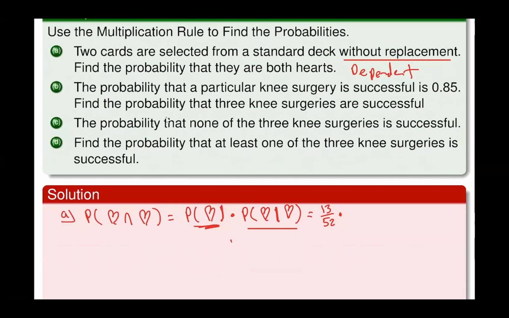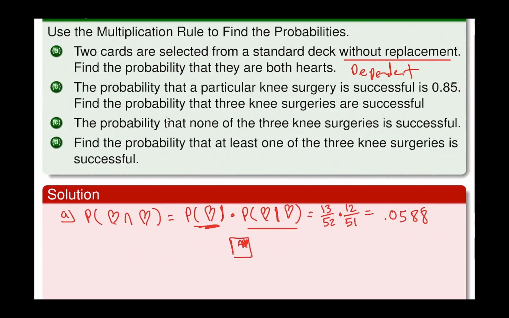Let's just say theoretically that the card I chose was the ace of hearts. If I chose the ace of hearts, how many hearts are left? 12, perfect. And then this will be out of 51. So we'll say 13 divided by 52 times 12 divided by 51. If you do that multiplication, you should get 0.0588. All right, and that's it for part A. Any question in regards to part A?